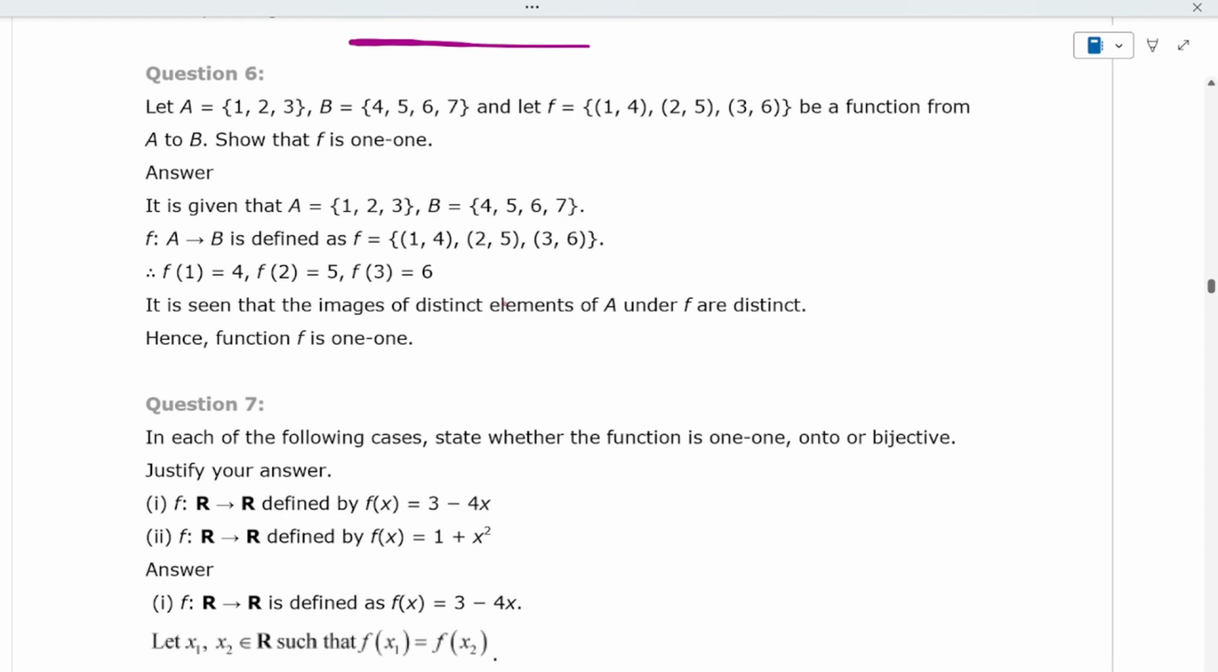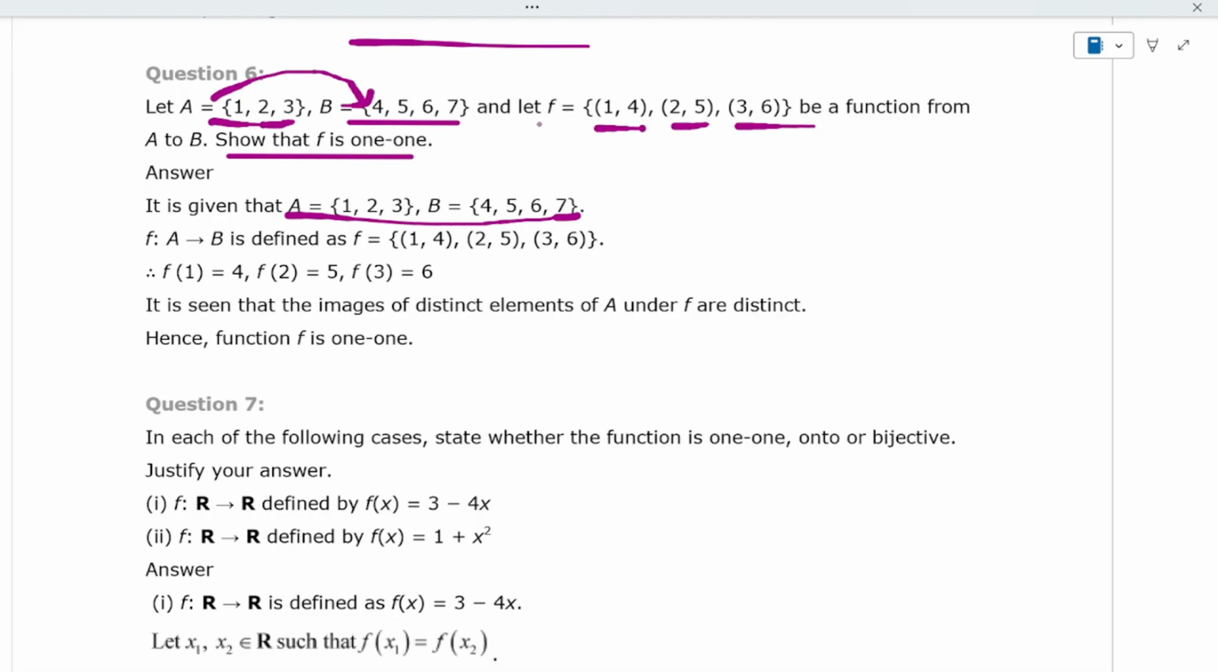Next, we have to show that, let A is equal to {1, 2, 3}, some set given, B is equal to {4, 5, 6, 7}, and f is the function they have given: 1 to 4, 2 to 5 and 3 to 6. It is a function from A to B. Show that f is 1-1. To show f is 1-1, what we have to do is now write down the set which they have given, and f is a function from, you have to write this.